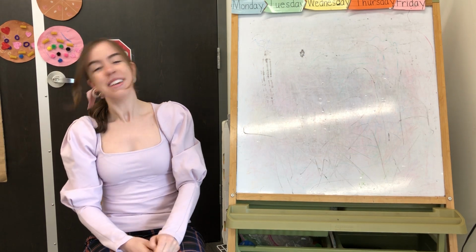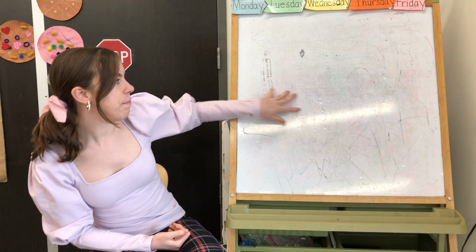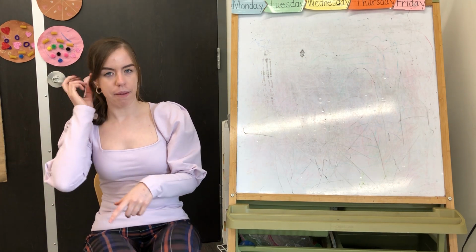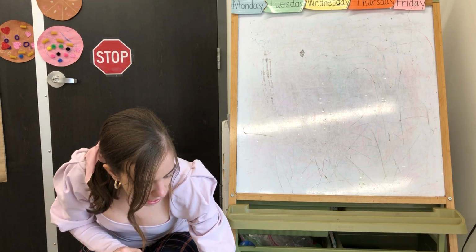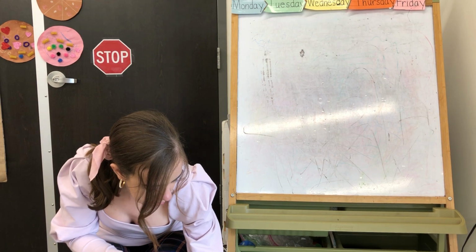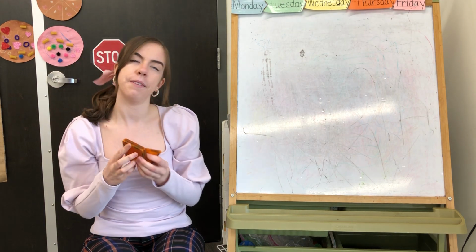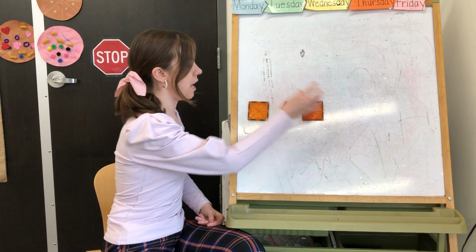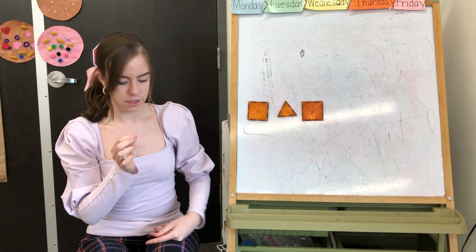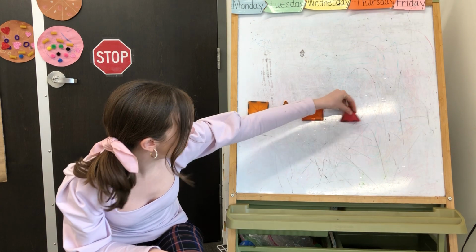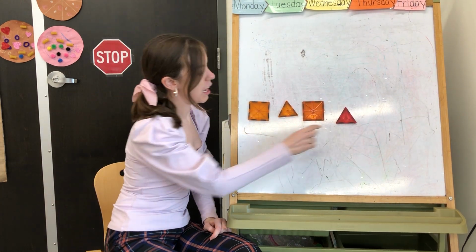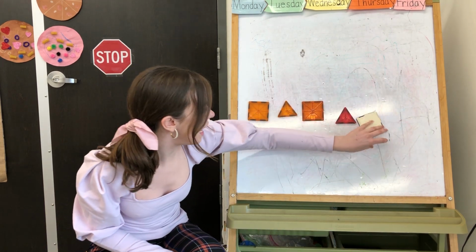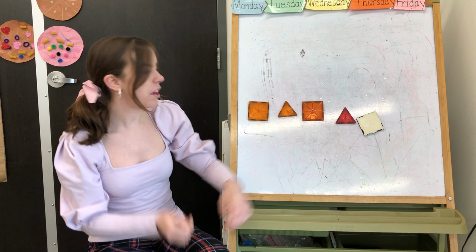Those are all patterns. So what I'm going to do today is make a pattern with the magnet tiles, and I want to see if you can guess what kind of pattern I'm making. I'm going to make two kinds of patterns. I might make patterns with the shapes. So maybe I'll do square, triangle, square. What comes next? Triangle, square, triangle, square, triangle. What's next? Square. You got it.